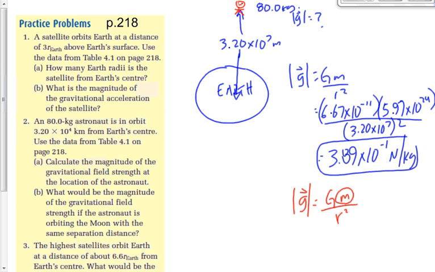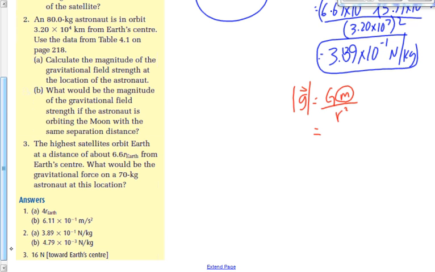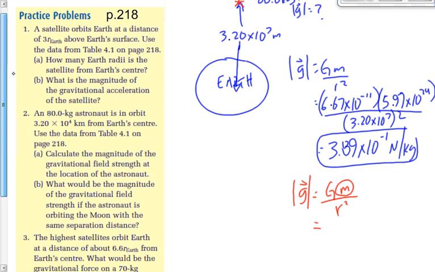When you get that, I'm not sure what the value is here, and I'm not going to cheat and look yet. I will, but not yet. Would you expect to have a bigger number or a smaller number? Same distance, smaller mass. Bigger number for g or smaller number for g? Smaller number. We'd expect that number to be about 1/6 of what it is for Earth. So let's scroll down here. Sure enough, we get 4.79 times 10 to the negative 3 newtons per kilogram.